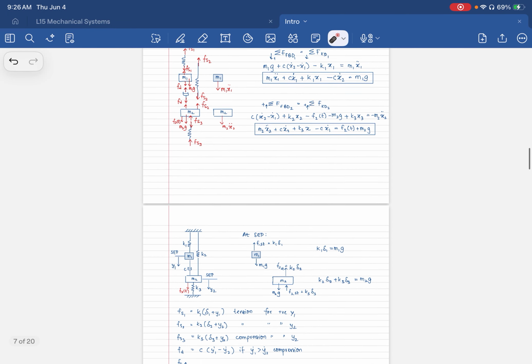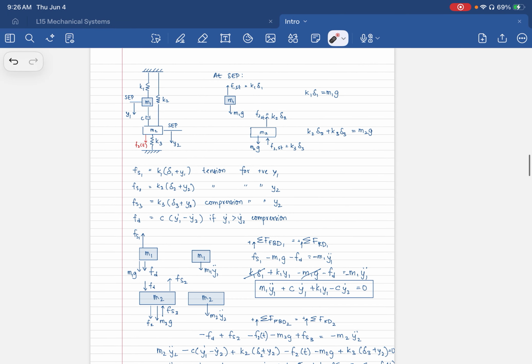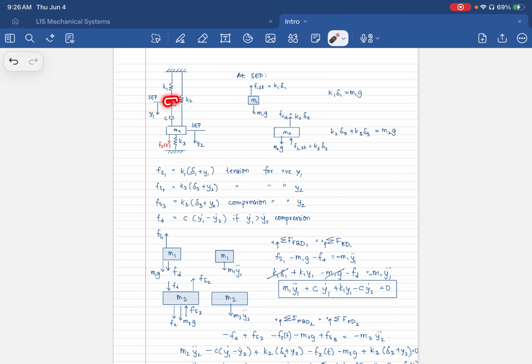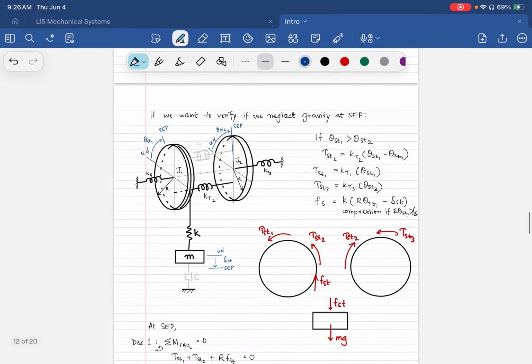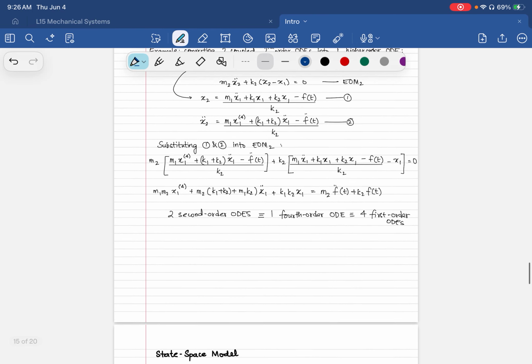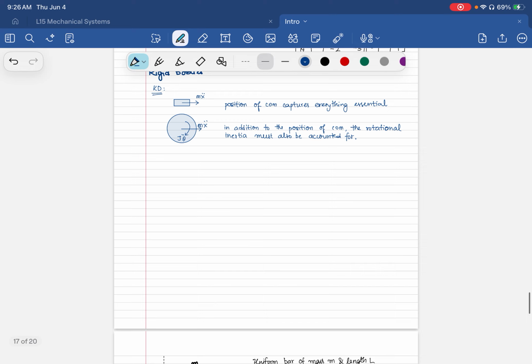Going back to perhaps this one here. Now, since these are particles, in the kinetic diagram, we never had to account for any rotational component. It was only the position of the center of mass that we were capturing. These are the kinetic diagrams. These are the FBDs. In terms of FBDs, nothing changes. It's just that now we have to account for the rotational component when we have the kinetic diagrams.